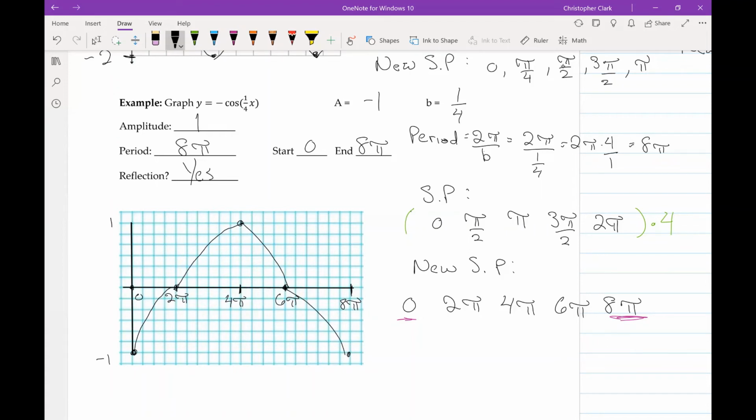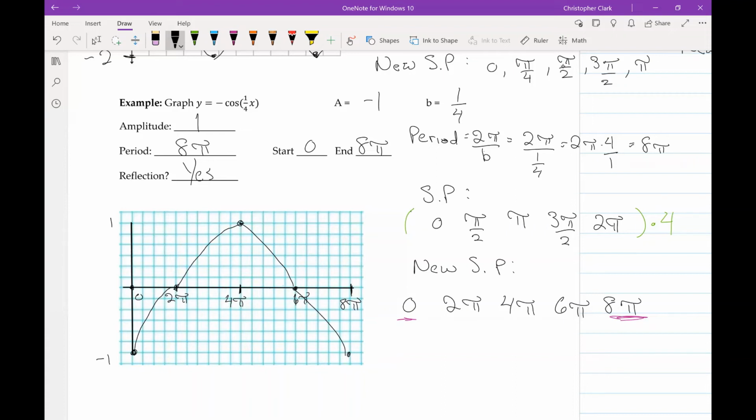So it looks something like this, assuming I can make it look nice. So, spacing's a little off, maybe this should be over right here. So we get 6 pi. That looks nicer. Yeah, there you go. Okay. That looks more like the shape we were expecting. So this is what the graph of negative cosine of x over 4 would look like.